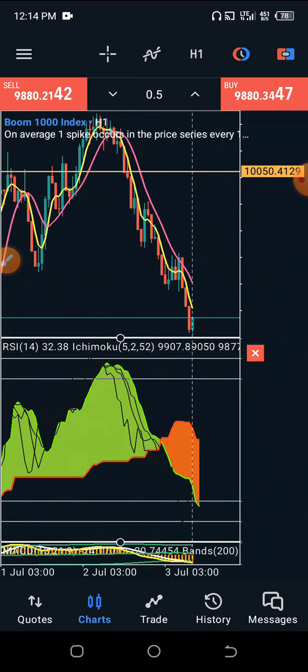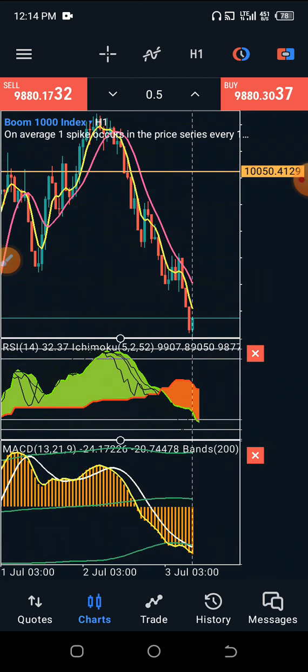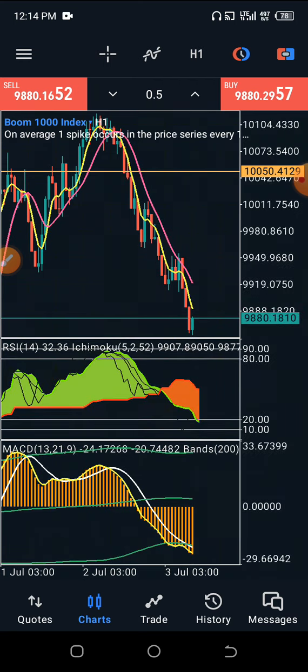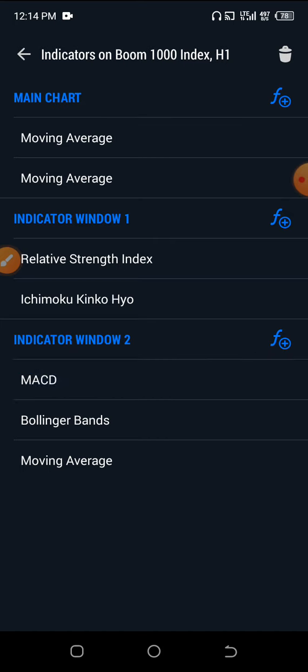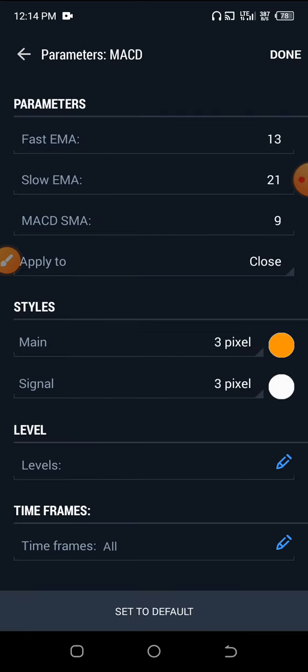Now we are about to add the MACD below. So let's add the MACD. The first thing you should add is the MACD, and the same MACD is what we have fixed before now. So bring all of them together and you will get what you want. Fast EMA is 13, slow EMA is 21, MACD simple moving average is 9. Apply this to close. Then for your style, you choose any color of your choice. This is my choice.